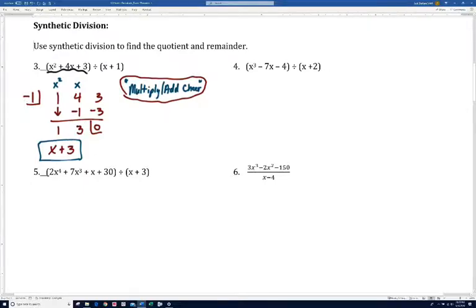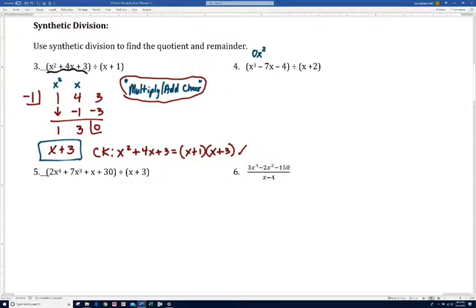The other thing I want to mention here is since we had a remainder of 0, we've actually found a way to factor this. Our check would be to see that x squared plus 4x plus 3 is equal to x plus 1 times x plus 3. All right, let's move on to number 4.